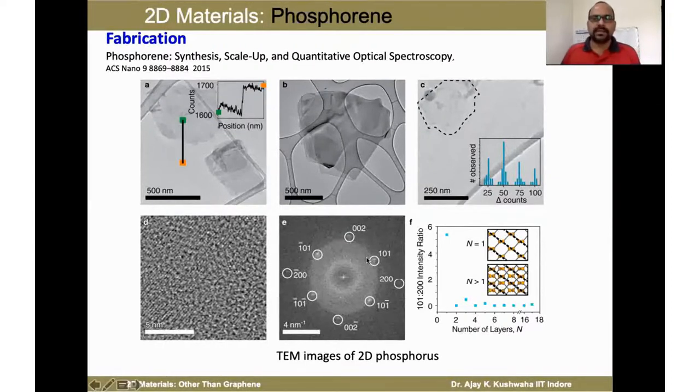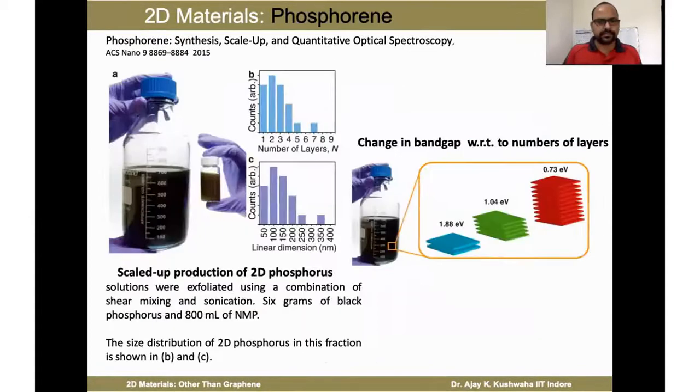In this study, they have demonstrated large scale synthesis. In the experiment, they used 6 gram of black phosphorus dispersed in 800 ml of NMP, and then used a combination of shear mixing as well as sonication for exfoliation. By combining these two processes, shear and sonication, they achieved phosphorene sheets having different sizes as well as thicknesses.